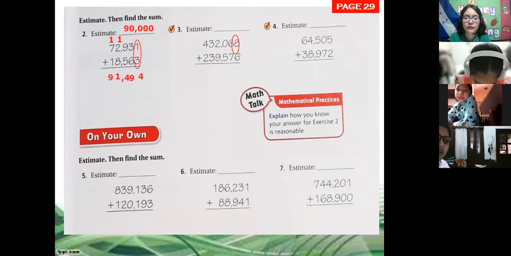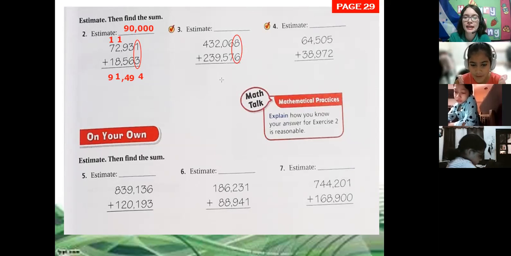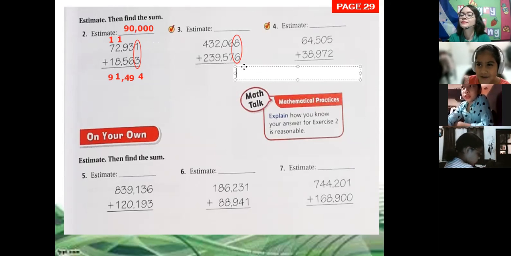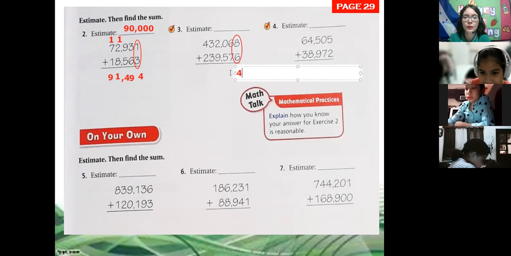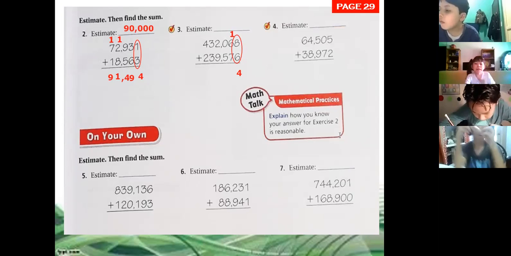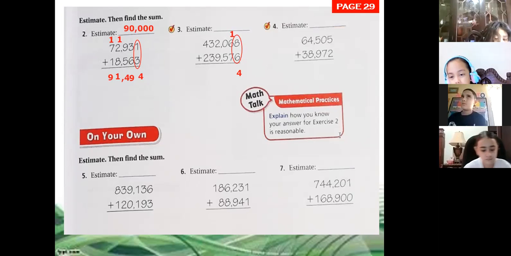Now we're going to add. Remember, we start with the ones. Rebecca, 8 plus 6. 14. Okay, 14. We write number 4 and up we write number 1. Excellent. Now, Alberto, 6 plus 7 plus 1. Alberto, 6 plus 7 plus 1.